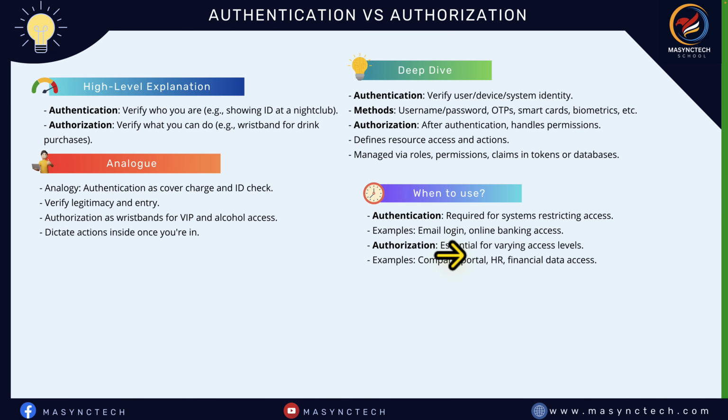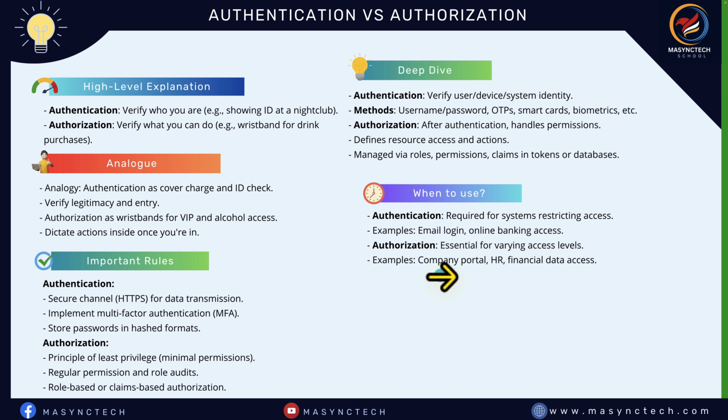So let's see when to use this. For authentication, this is needed whenever you have a system that restricts access to certain users. Examples include logging into your email, accessing your bank account online, and the rest. And for authorization, it is important when you have different levels of access or permissions in a system. For instance, in a company's internal portal, not everyone should be able to access the HR records or financial data.